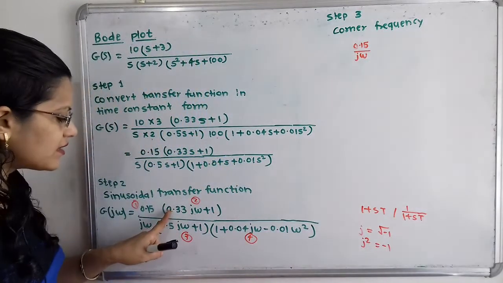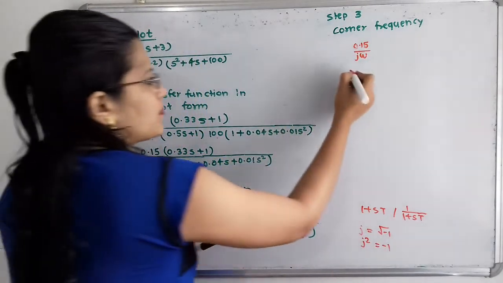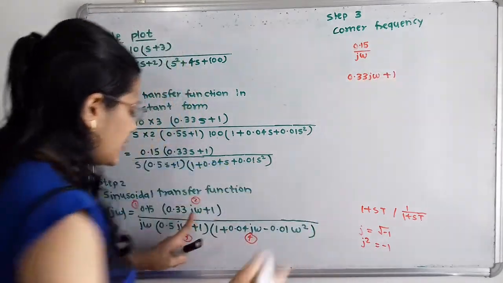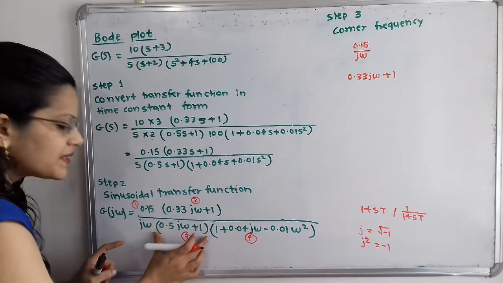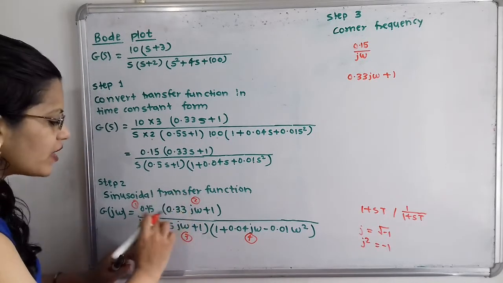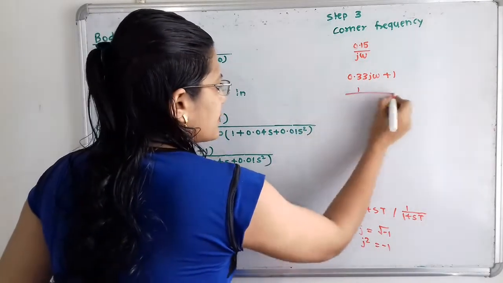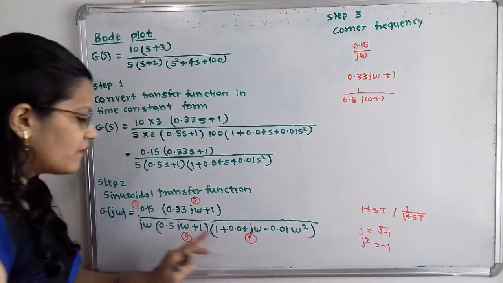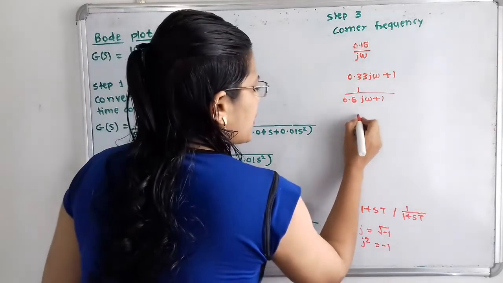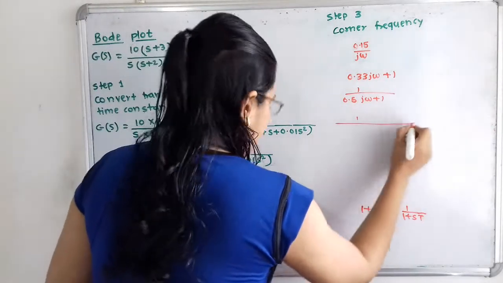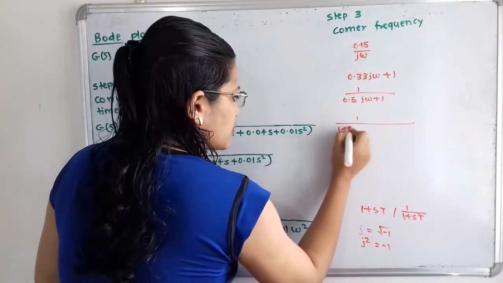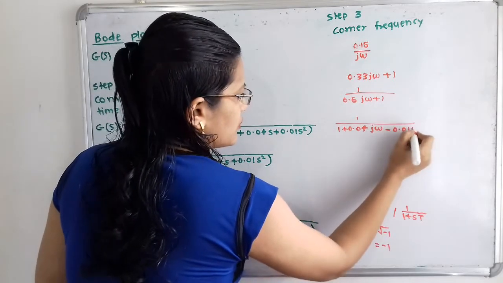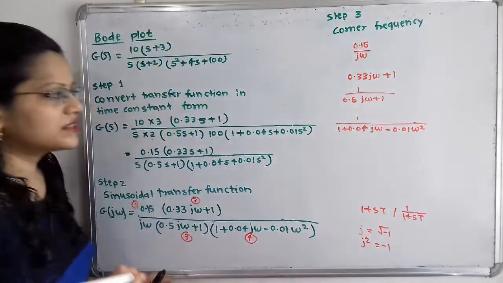Then what is the second term? 0.33 j omega plus 1. Then what is the third term? Now third term is in the denominator. So I will write 1 divided by 0.5 j omega plus 1. Then fourth term is also in the denominator. So we have to write 1 divided by 1 plus 0.04 j omega minus 0.01 omega square. So this is the fourth term.